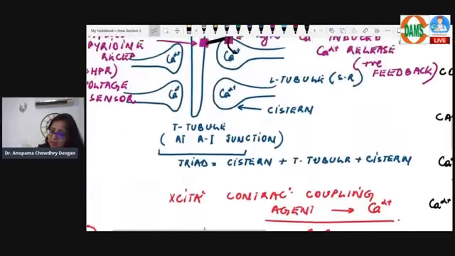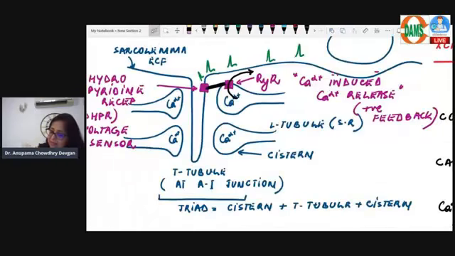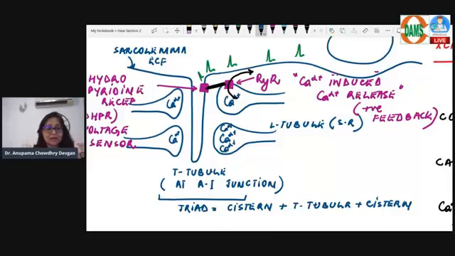How does calcium go back into the sarcoplasm? Remember, in a muscle, calcium is not present in the cytoplasm. Calcium is in the L tubules, the cistern of the L tubule. Right? It is a storehouse, with very high concentration of calcium in the cistern. There is no calcium in the cytoplasm.